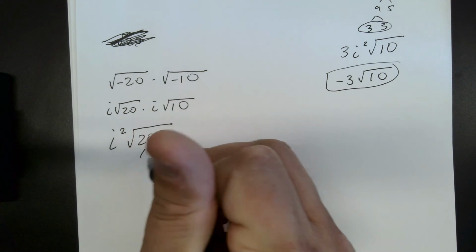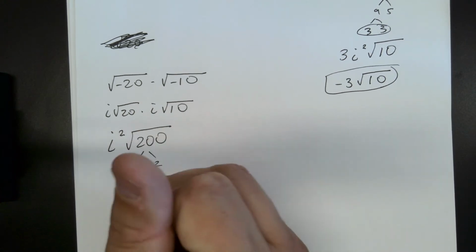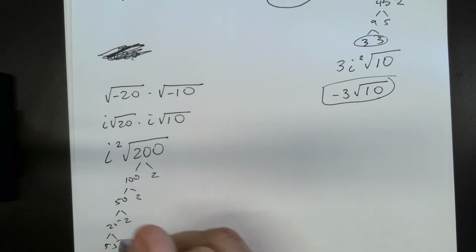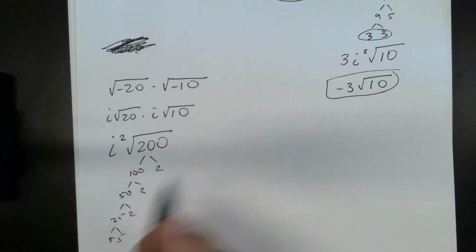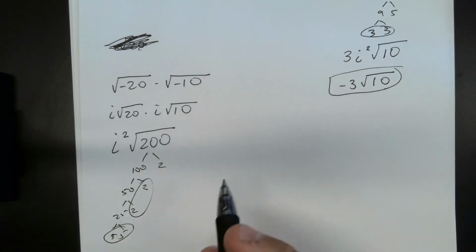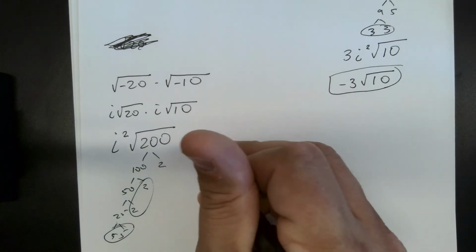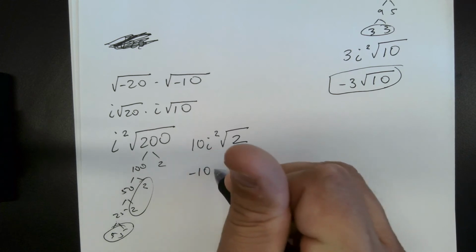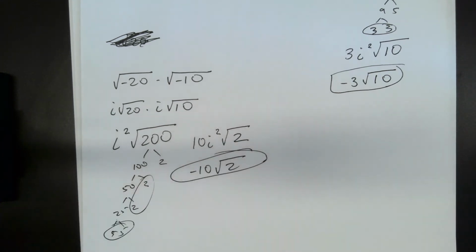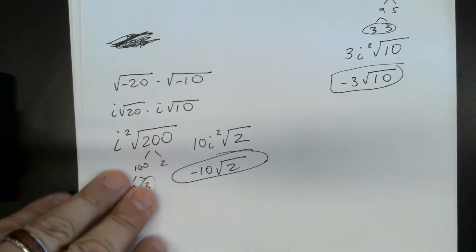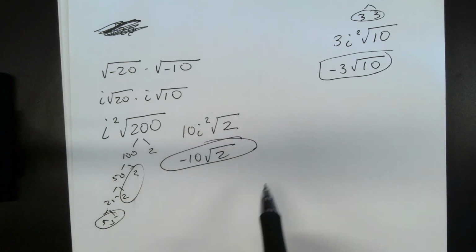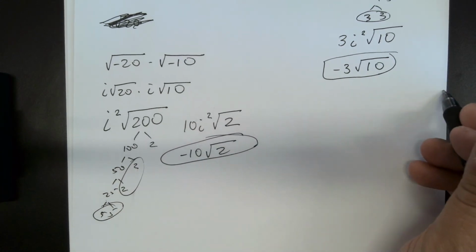Okay, 200 factors down: 100 and 2, 50 and 2, 25 and 2, 5 and 5. Do we have pairs? A pair of 5s and a pair of 2s. So on the outside, we're going to have 10i squared square root of 2, or negative 10 square root of 2 is your solution. i squared becomes a negative 1. So that's 10 times a negative 1.